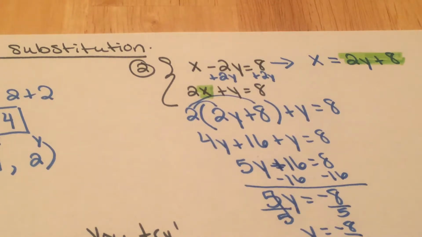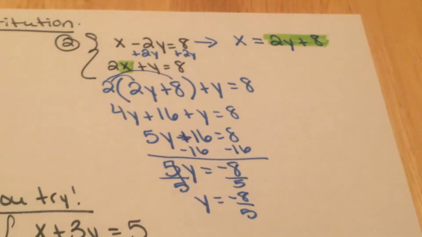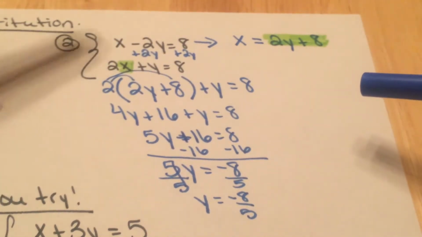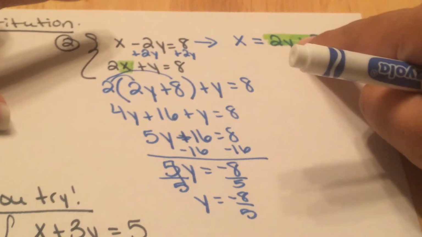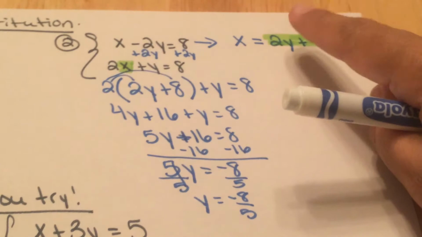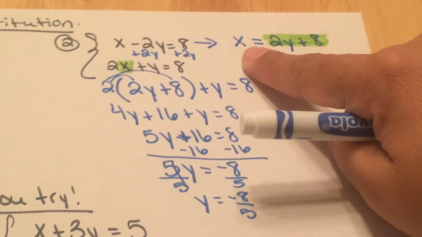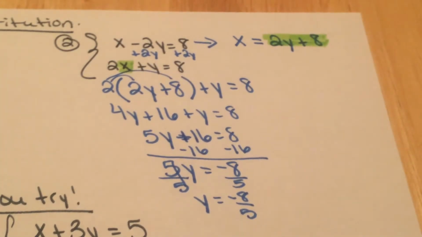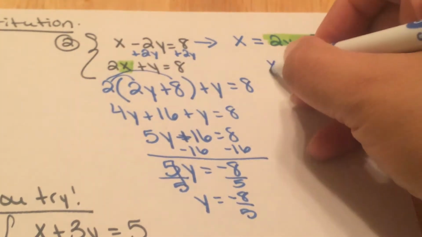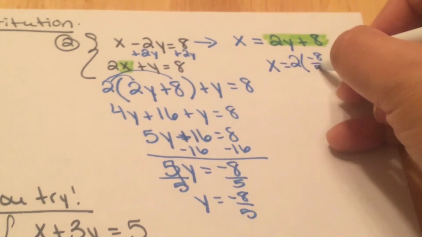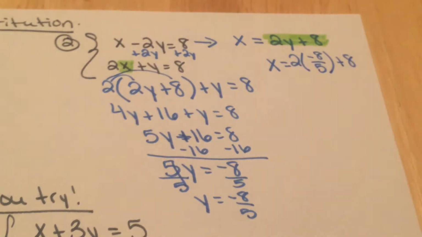So y equals negative 8/5. Okay, so I have my y. I'm going to substitute this y back into either, well, I actually have 3 choices now. Original top, manipulated top, original bottom. Not going to matter, but since my x is by itself here and I'm looking for my x, I'm going to go ahead and substitute my y back into the manipulated top equation. So x equals 2 times negative 8/5 plus 8. Not a super great problem here.